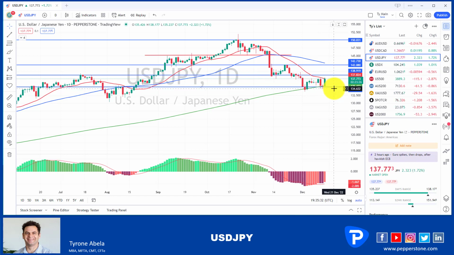So be very, very mindful. A third touch would be pretty scary for this one. If you're going to scalp it up to this level here, or look for a reversal up to the 20 moving average where it is right now.